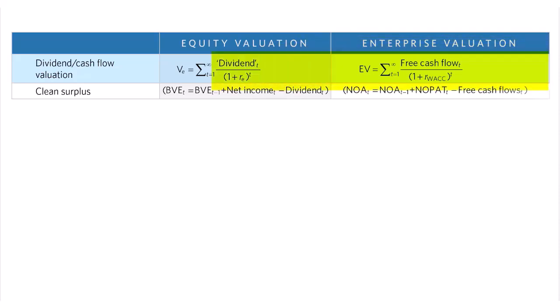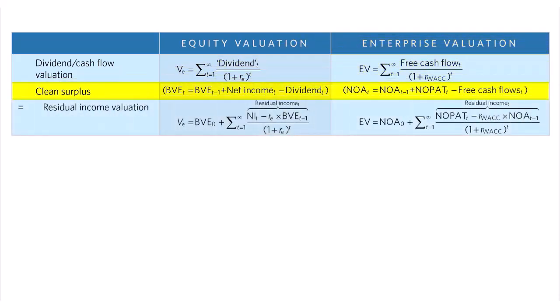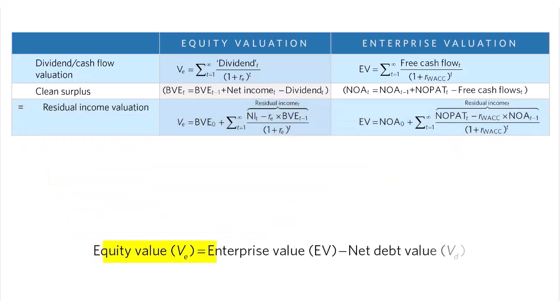If we add the clean surplus relation to this, we get company value in terms of residual income, where residual income is the profit in excess of the cost of capital. To understand how equity value relates to enterprise value, note that the equity value is simply the enterprise value less the value of net debt.